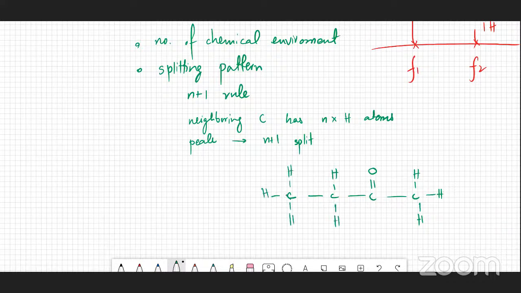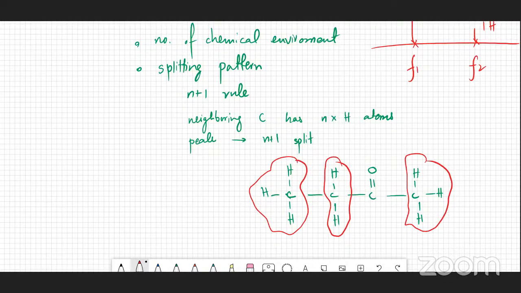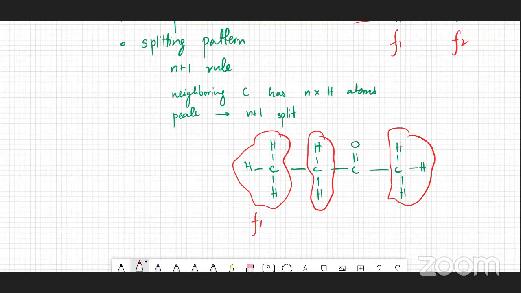So how many different frequencies would be absorbed? How many different chemical environments would you have? That's one. That's the second one. And that's the third one. Okay, so I've grouped the hydrogens. These would resonate at frequency F1, this would resonate at frequency F2, and this would resonate at frequency F3. Okay, the two CH3s.